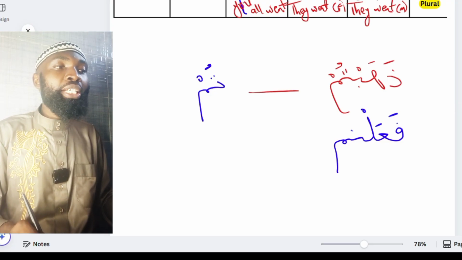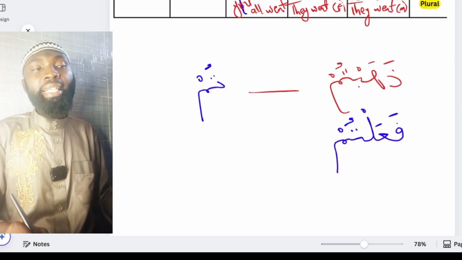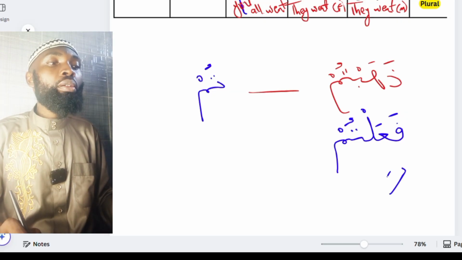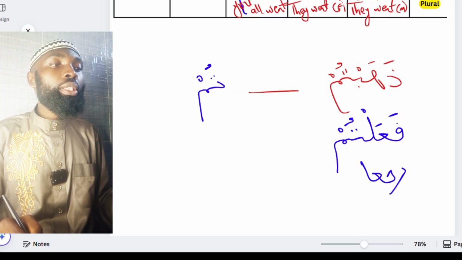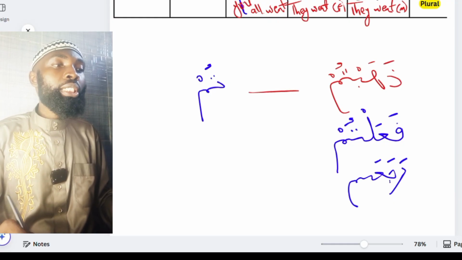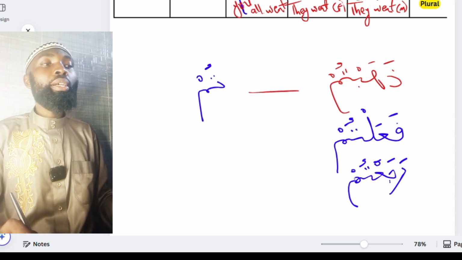So fa'al tum means you all males did. If you want to say you all males returned, it will be roja tum. You all males returned.